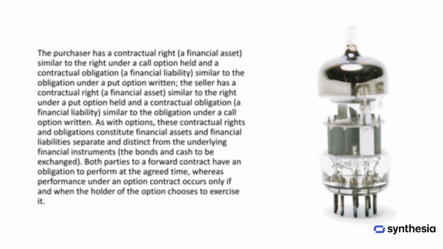In a forward contract, the purchaser holds a contractual right, like a call option, and a contractual obligation, like a written put option. The seller, conversely, holds a contractual right, like a put option, and a contractual obligation, like a written call option. These rights and obligations are financial assets and liabilities that are separate from the underlying instruments, such as the bonds and cash to be exchanged. Unlike options, where exercise is at the holder's choice, both parties in a forward contract are obliged to perform at the agreed time.